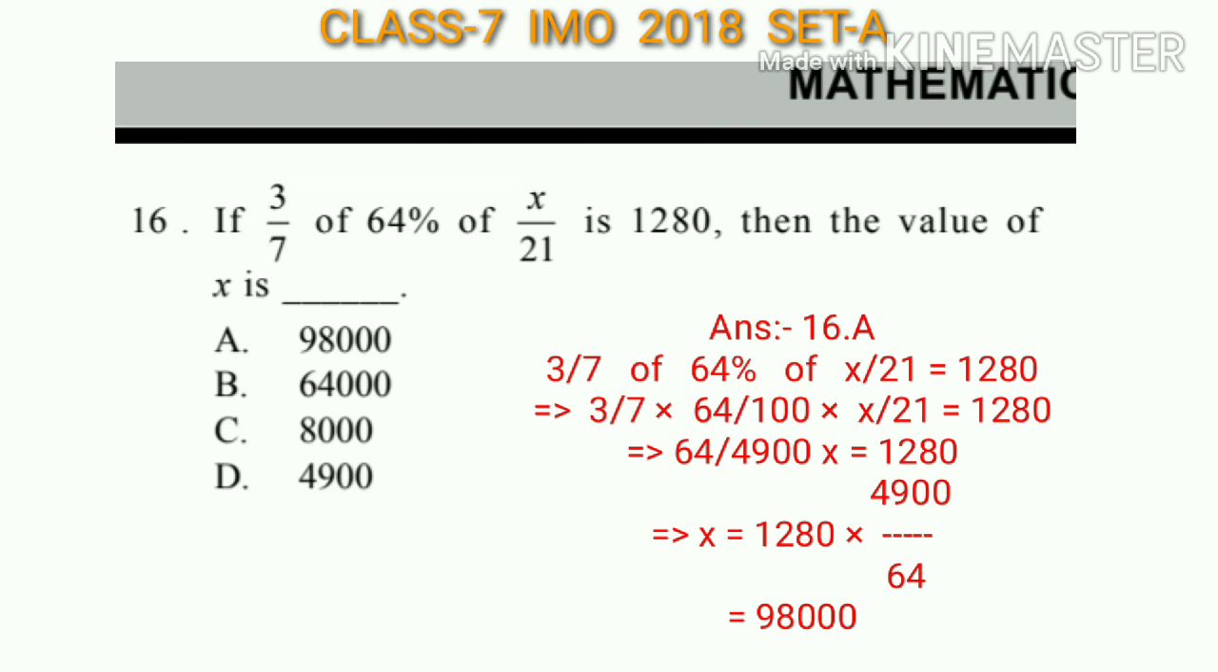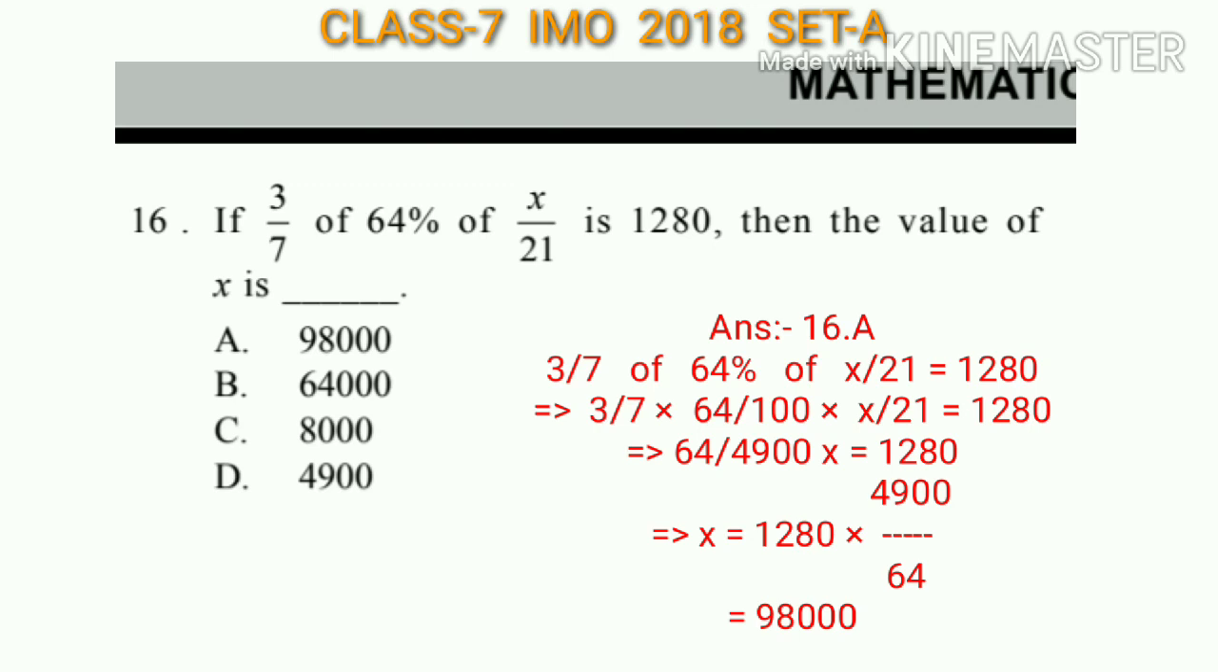3/7 of 64% of x by 21 is 1280. That means 3 by 7 multiplied by 64 by 100, since 64% means 64 by 100, multiplied by x by 21 is equal to 1280. So we'll get 64 by 4900 x equals 1280. So the value of x will be 1280 multiplied by 4900 divided by 64. We'll get 98,000, which is option A.